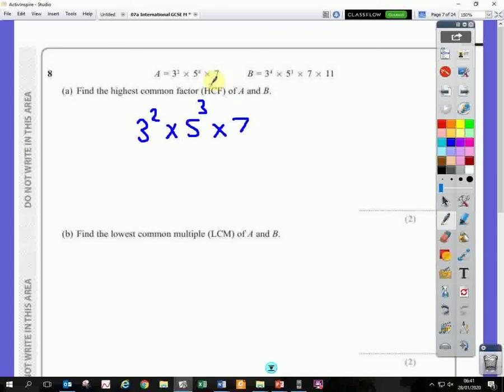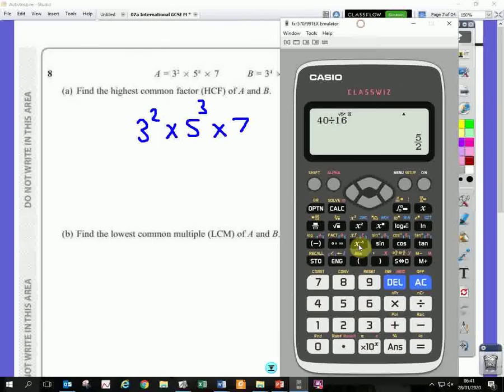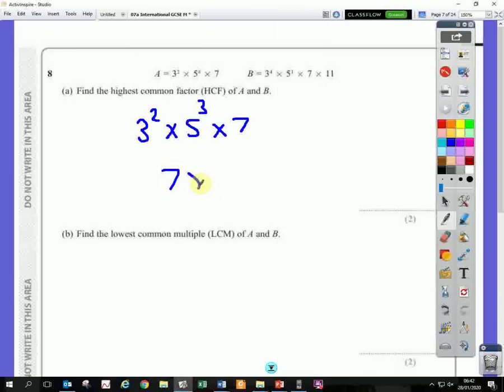Now, what we need to do is work out the value of this. So 3 squared times 5 cubed times 7, and we end up with 7,875. The LCM is quite a similar explanation, but it doesn't need to be common to both.